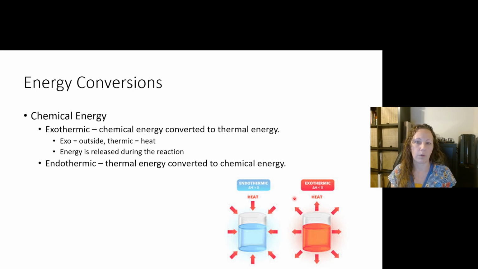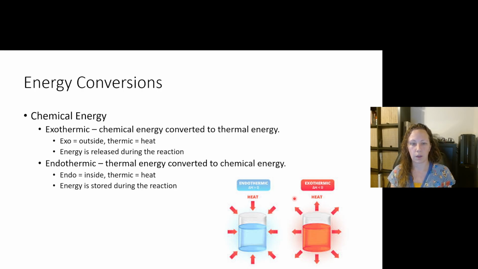The opposite of that would be endothermic reactions, where thermal energy is converted to chemical energy. Endothermic comes from endo, which means inside, and thermic still means heat. And in this case, the energy is going to be stored during the reaction as chemical energy. Okay, so either way, there's a conversion going on of different types of energy, but it's just whether it's a net release of energy or net storage of energy that's going on.